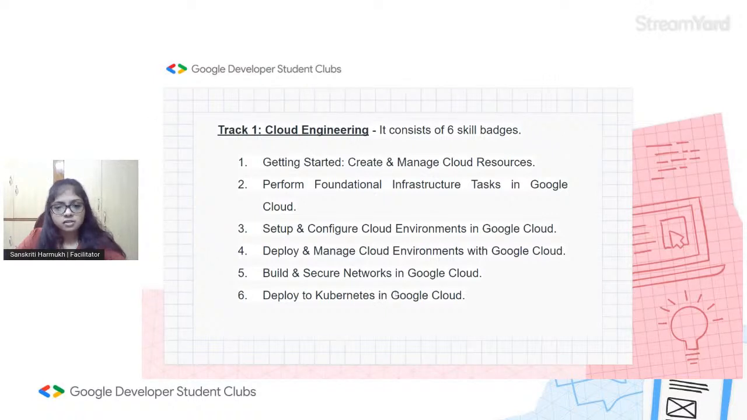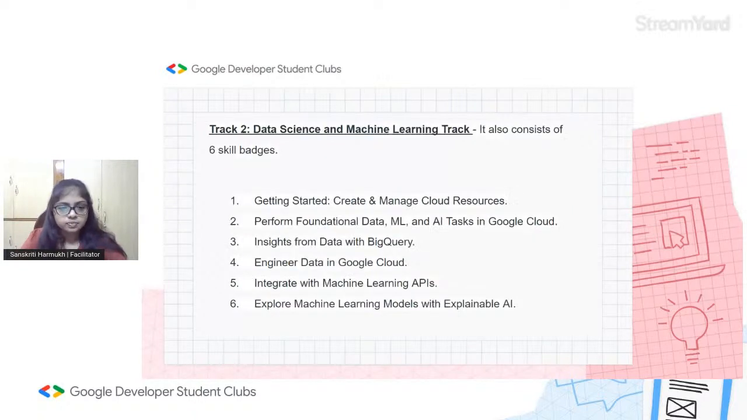The instructions are the same, and after completing all these 6 skill badges, you will be able to complete this track 1, and you will make yourself eligible for the first prize that I showed, a t-shirt and some stickers. Second is track 2, which is data science and machine learning. Now, the topics that are written over here, the labs and the skill badges, will be associated with it. So it will help you learn about the topic very much.